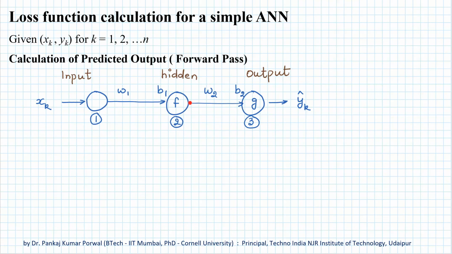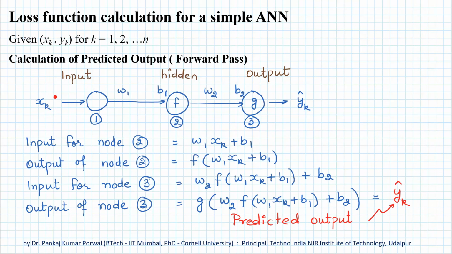The activation function of node 2 in the hidden layer is F, and the activation function for node 3 in the output layer is G. So let's say we give input xk to our artificial neural network, and it passes through our network and gives us the predicted output yk hat. Let's see exactly how we calculate yk hat for any given input xk.